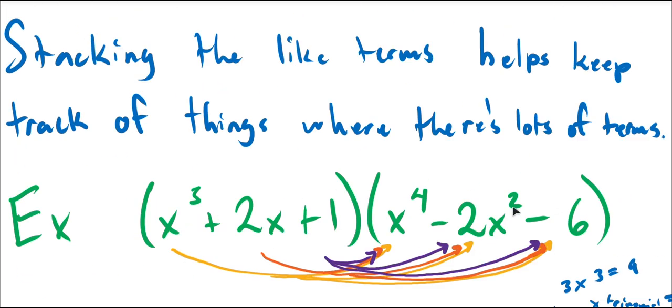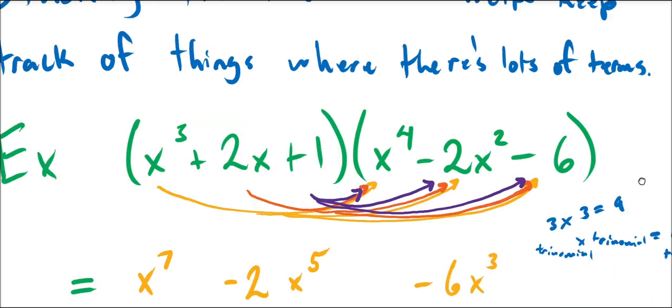Let's look at a trinomial times a trinomial. And here I've chosen these powers so that we're going to have some interesting cancellation of like terms. But we still just are going to take each one of these and multiply it by every term in the second polynomial. Let's begin with the x cubed. x cubed times x to the fourth is x to the seventh. x cubed times minus 2x squared is minus 2x to the fifth. And x cubed times minus 6 is minus 6x cubed.